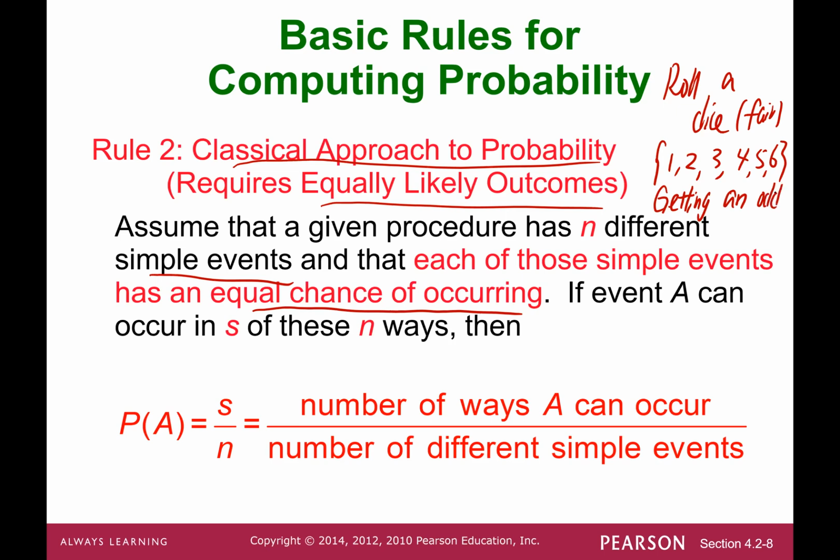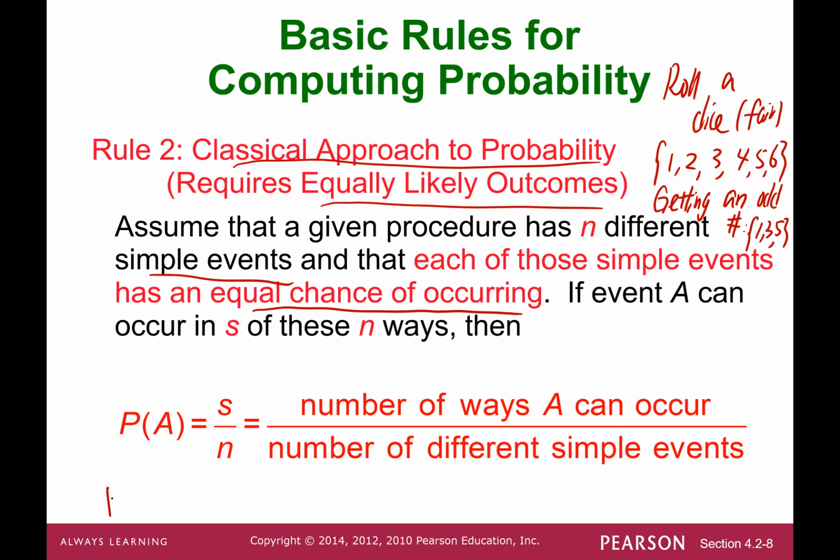I exactly mirror this procedure. Getting an odd number could be 1, 3, or 5. Meaning, getting an odd number, this event has 3 different ways, out of the total number of different simple events, which is 6.